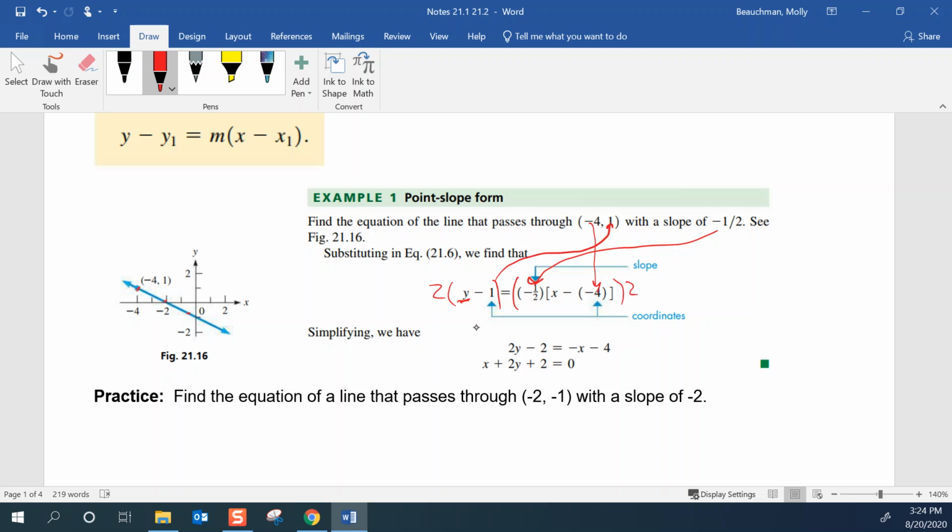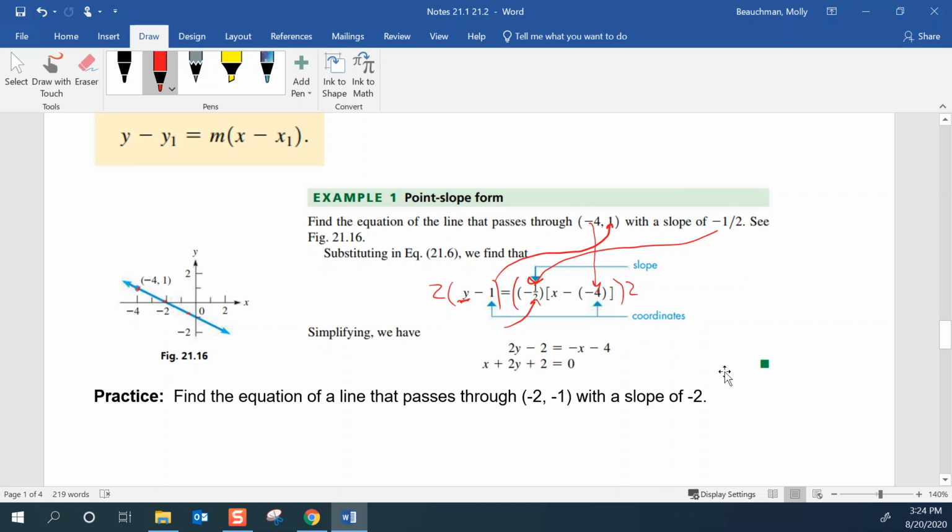So we get 2 times y is 2y, minus 2 times 1, 2, is equal to, then they distributed the negative, x minus 4. Then they wrote it in what's called general form. That means putting everything on one side and 0 on the other. So they've added x and added 4. We get x plus 2y plus 2 is equal to 0. If you haven't seen that trick, if you don't want to work with fractions, multiply both sides of your equation by the common denominator.